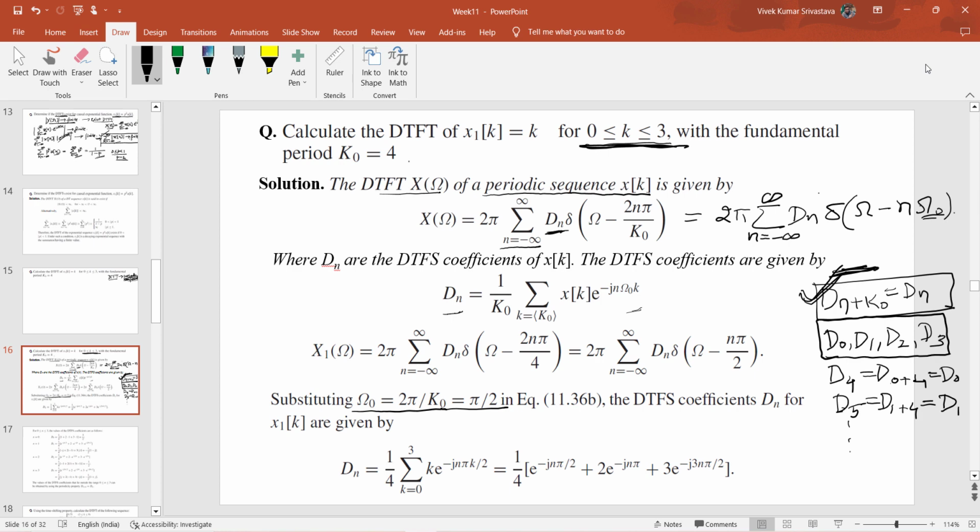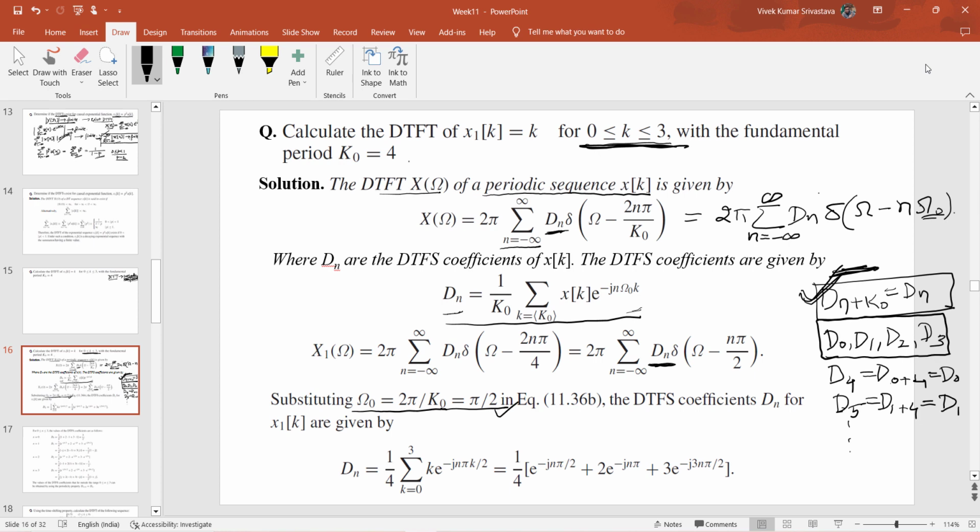So the value of omega naught will be equal to pi by 2. Let us now proceed and evaluate the value of dn. For evaluating dn we will use this expression. So dn is equal to 1 by k naught, which is 4 here, summation k varies from 0 to 3, k e raised to the power minus j n k into pi by 2.